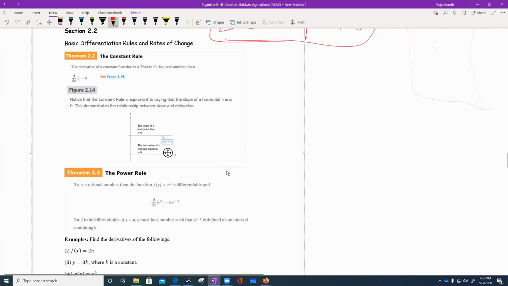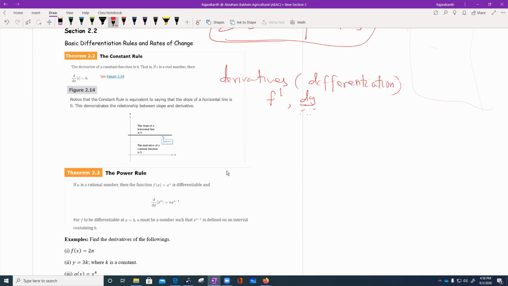Remember, derivatives simply mean differentiation. Okay, same meaning. You could use either f prime or dy over dx or y prime. So you could use any of these three, right?